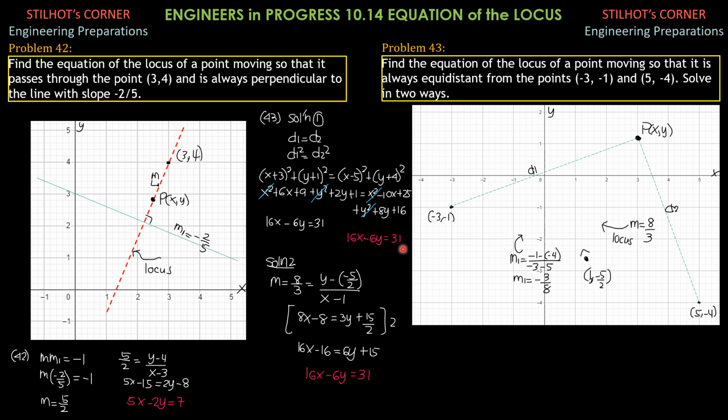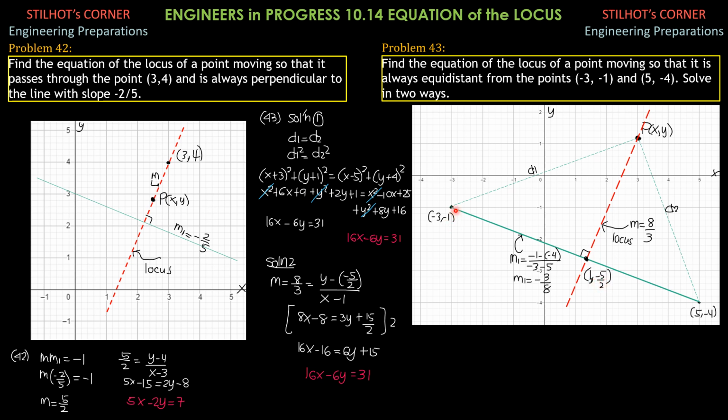For the second solution, this locus, as shown in the figure, is the perpendicular bisector of the line segment joining the points negative 3, negative 1, and 5, negative 4. So this point should be the midpoint between negative 3, negative 1 here and 5, negative 4. The midpoint is at 1 half of negative 3 plus 5, so that's 1 half of 2. That's why we have 1 here. And 1 half of negative 1 plus negative 4 is negative 5 halves. So this point is at 1 comma negative 5 halves.